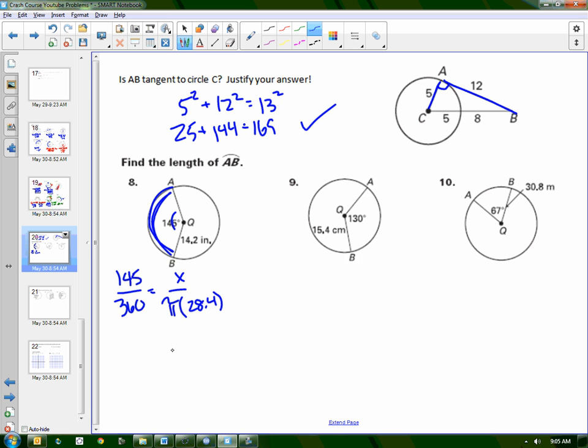So all you have to do is cross multiply and divide. This is a pretty straightforward equation to solve. You're going to get x equals 33.5 inches, not inches squared, inches, because it's a linear distance. We're talking about portion of the circumference.